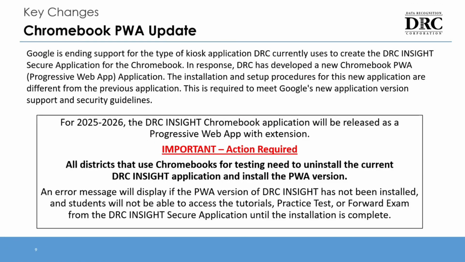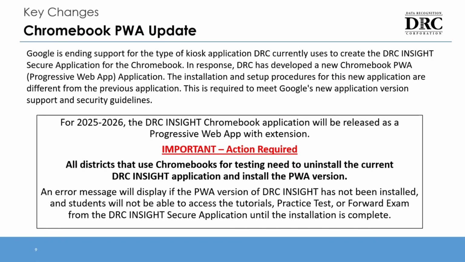As many of you may already know, there is a new Chromebook update for this year. Google is ending support for the type of kiosk application that DRC currently uses to create the DRC Insight Secure app for Chromebooks. In response, DRC developed a new Chromebook PWA or Progressive Web app. The installation and setup procedures for this are a little different than in the past, but this is required to meet Google's new application version support and security guidelines.